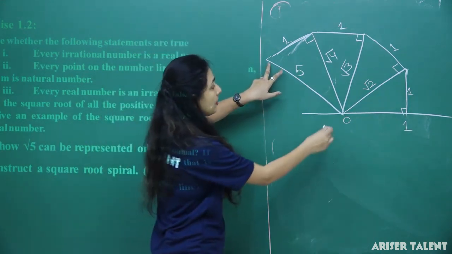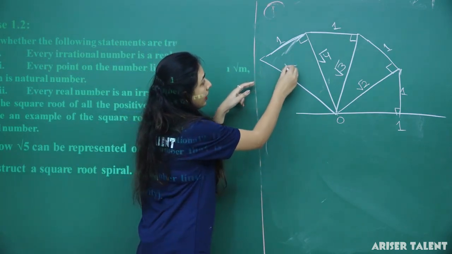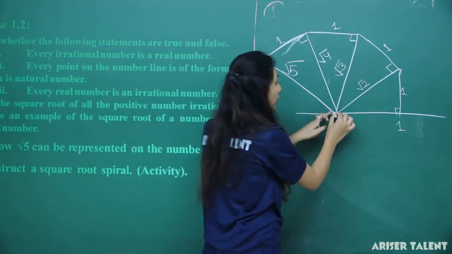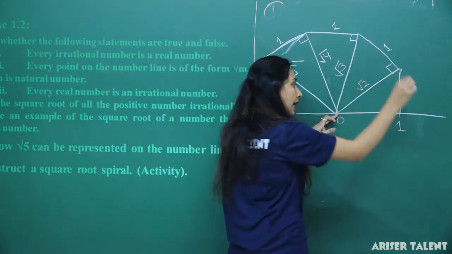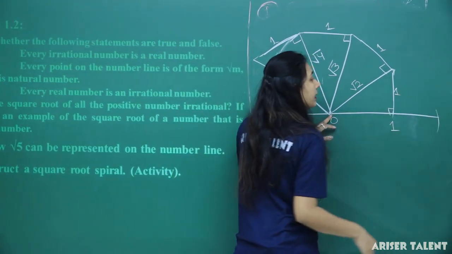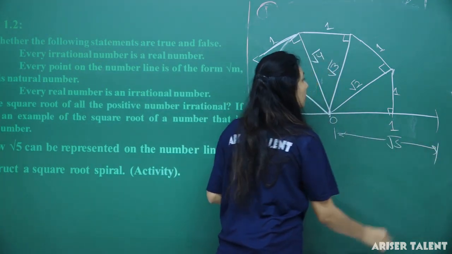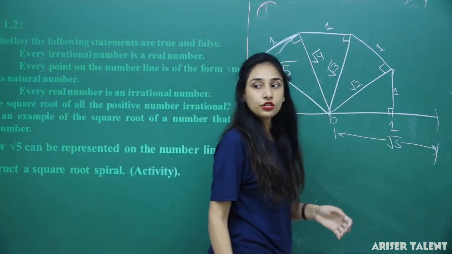Now, students, this particular length is root 5. So what we will do is take this point here, draw an arc equal to this length and cut it on the number line, and that value will be root 5. This is your solution number 3.